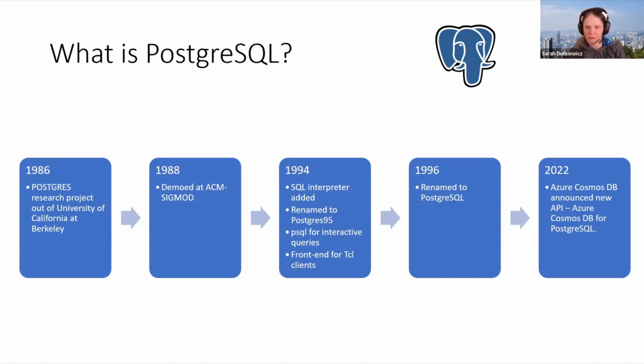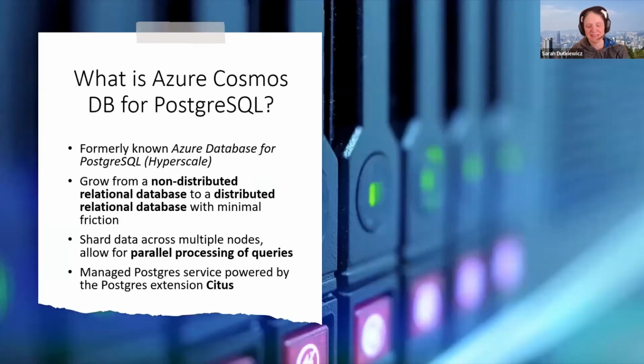So let's fast forward to 2022 when Microsoft had their big event in October and Azure Cosmos DB announced their new API, Azure Cosmos DB for PostgreSQL. It's a lot to say. All of the APIs are now named really, really long names. But Postgres is a relational database. So now what is Azure Cosmos DB for PostgreSQL? This is the artist formerly known as Azure Database for PostgreSQL Hyperscale.